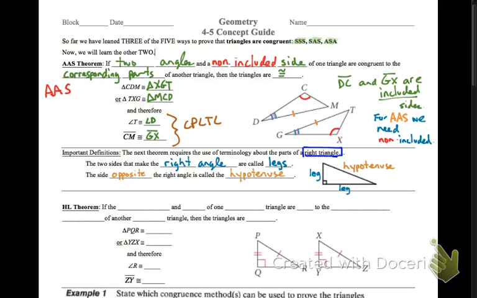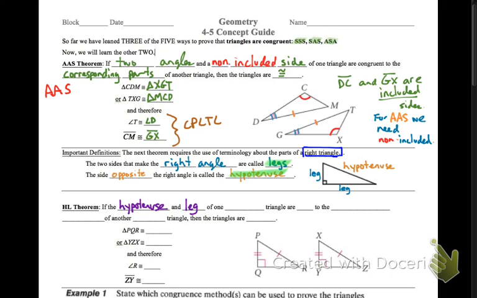We're going to hear that word over and over and over again for the next several months. So we have legs and hypotenuse. The long side is the hypotenuse, and the two short sides are the two legs. Okay? Now, that leads us to this HL theorem. This is the fifth and final way that we can say that triangles are congruent.